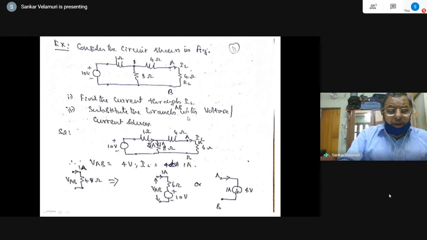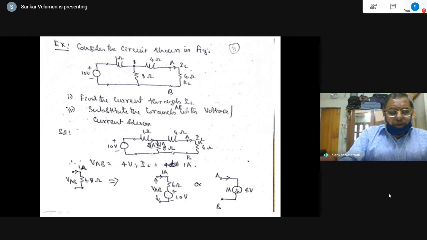Substitute the branch AB with voltage or current sources. So this is 4 ohms load resistance, this is 4 ohms load resistance, this is 8 ohms resistance, this is 1 ohm, and this is the 10 volt source. I have done the reduction with series-parallel configuration itself. So 4 and 4 are in series, so 8 and 8 in parallel gives you 4 ohms. 4 and 1 in series gives you 5 ohms. So 10 by 5 is 2 amperes, the current delivered by the battery. So I have mentioned 2 here.